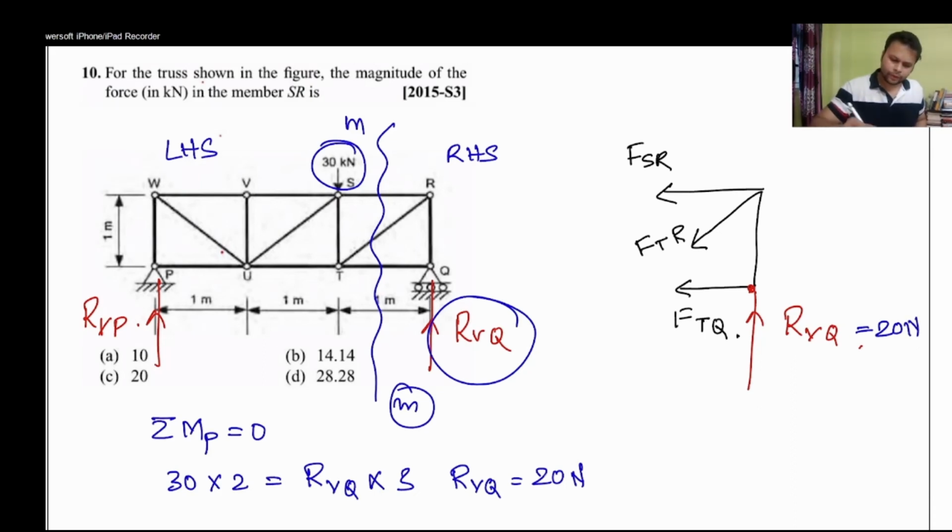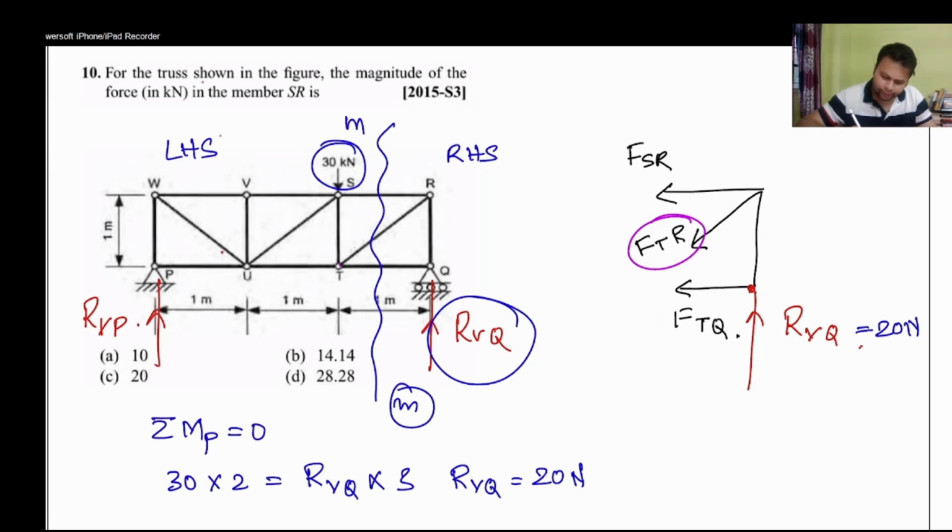Even if you had proceeded with the method of joints, you must have calculated the reaction. Without finding the reaction, you will not be able to analyze the equilibrium of joint Q. Now, about which point should I take the moment of this truss? I want a point where these two forces should cancel out.